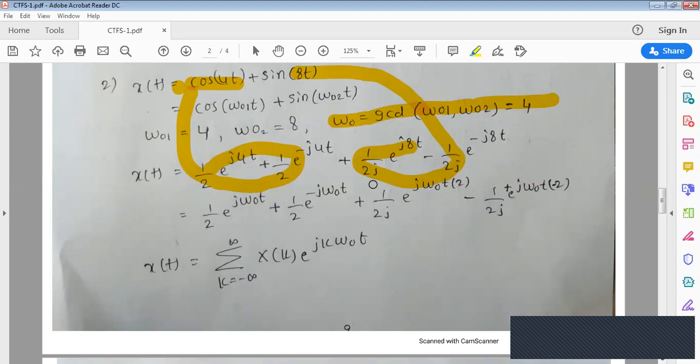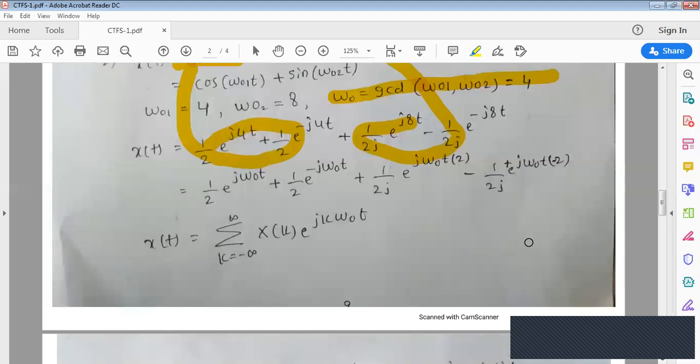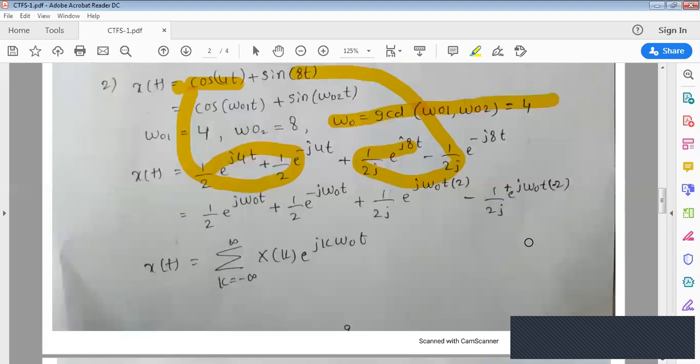So that's the difference here: it is plus 1, minus 1, plus 2, minus 2. So you have to express the signal in terms of omega naught. The whole idea is only to find omega naught and then express the given signal in terms of omega naught. Are you able to follow this? Do you have any doubt? Any doubt till now?